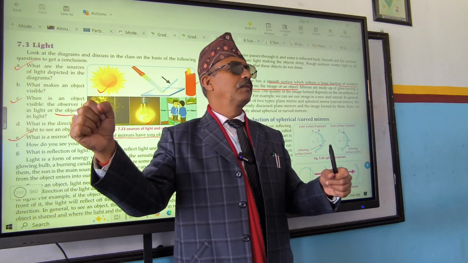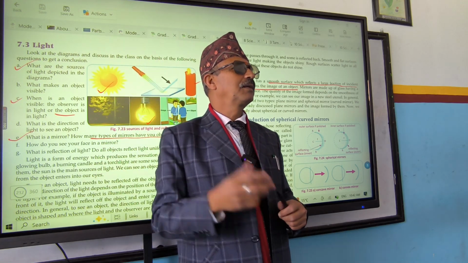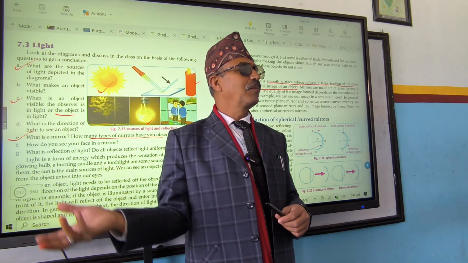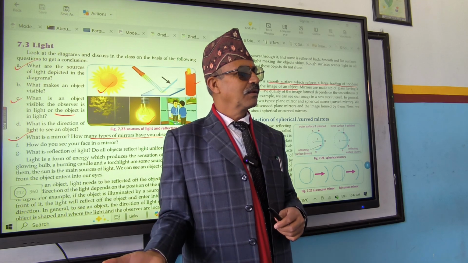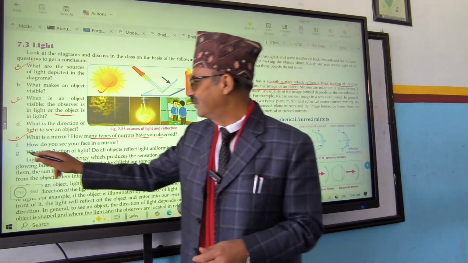They will just fix one stand and a mirror. Then that is the bicycle mirror. Like in a bike also there is a mirror, right? And what is next?